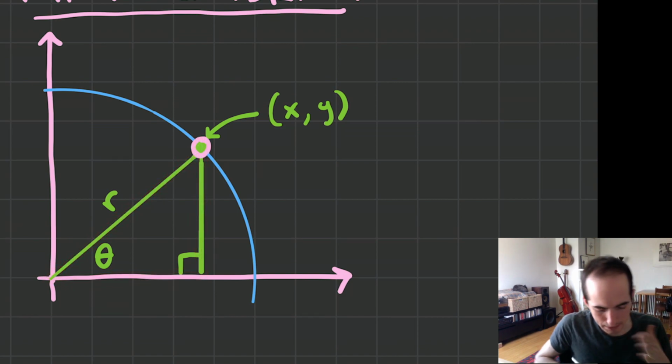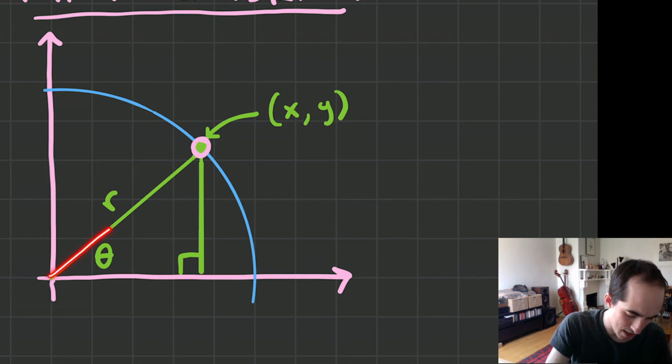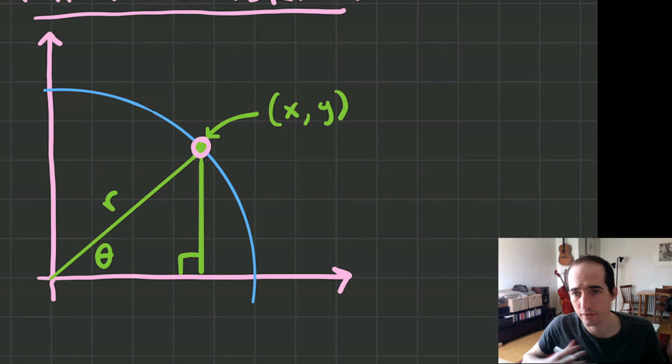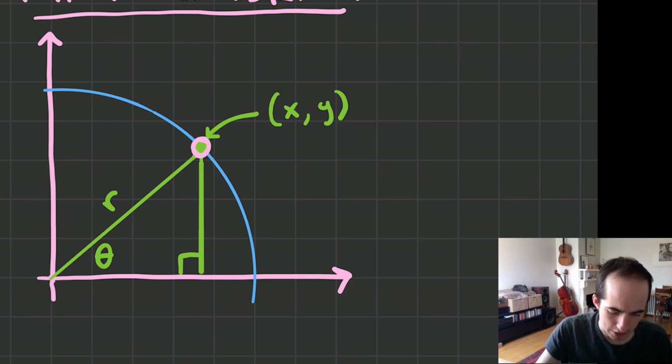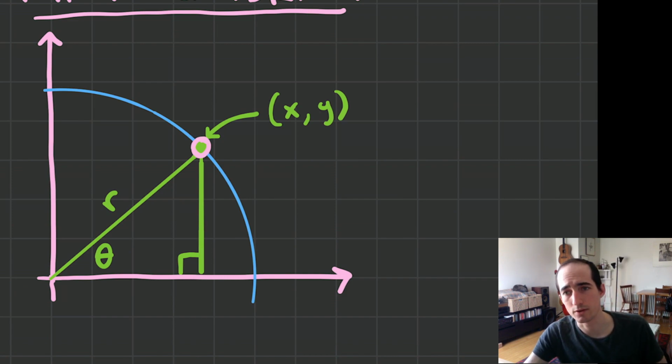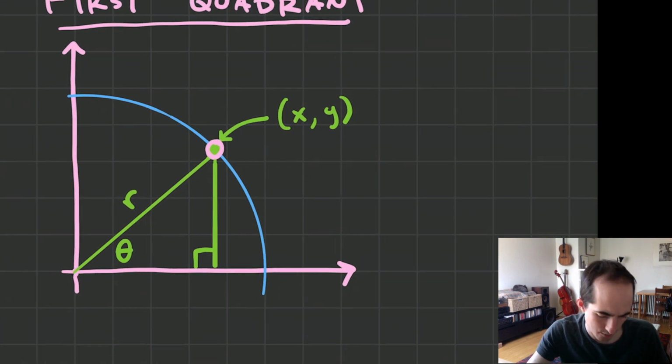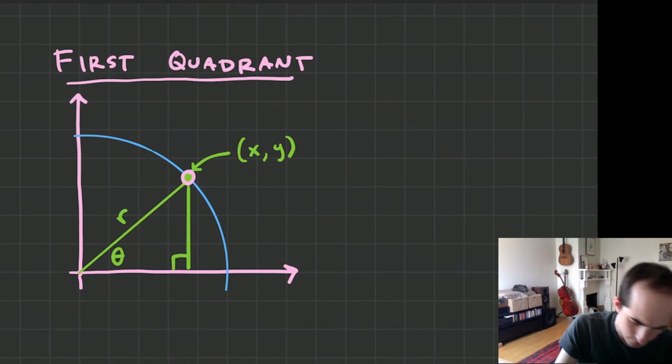So when I place this angle onto this circle, then I have a nice little right angle triangle. And this is where trigonometry fits into the circle geometry. Okay, so this point x, y, we can actually figure out exactly what those coordinates are, and I'll show you how in just a second.